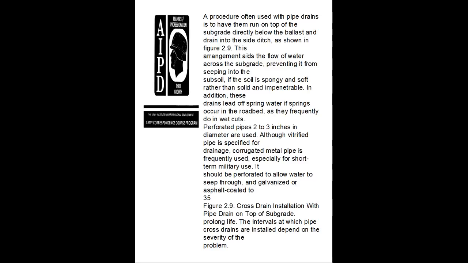Perforated pipes 2 to 3 inches in diameter are used all through. Vitrified pipe is specified in drainage. Corrugated metal piping is frequently used in short-term military uses. It should be perforated to allow the water to seep through, and galvanized or asphalt coated. Figure 2.9, cross drain with installation of the pipe drain on top of the subgrade. The intervals at which the pipe cross drains are installed depend on the severity of the problem.